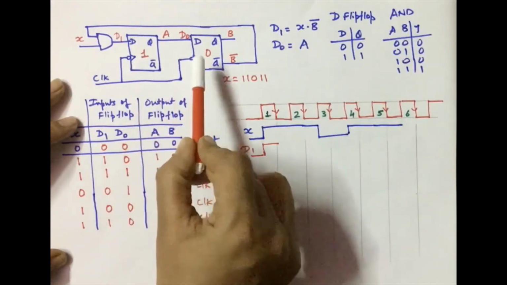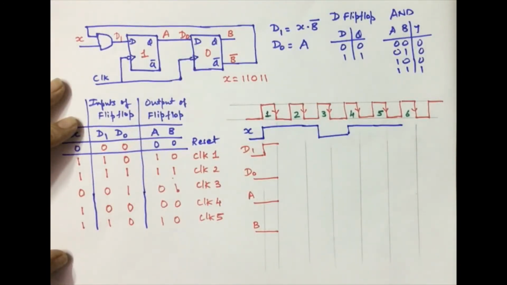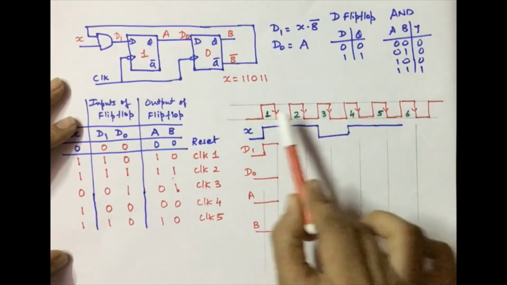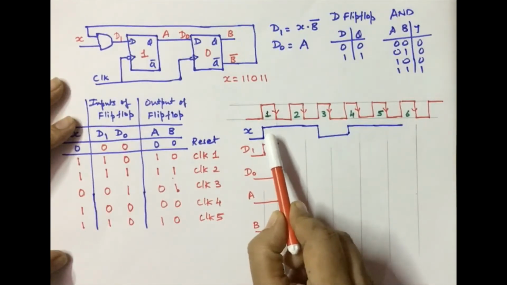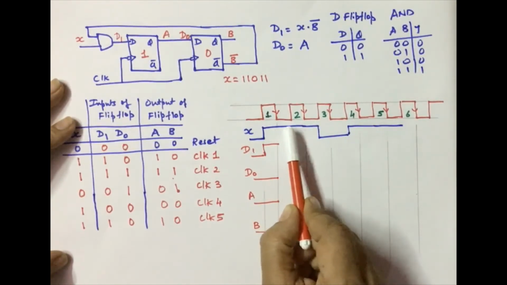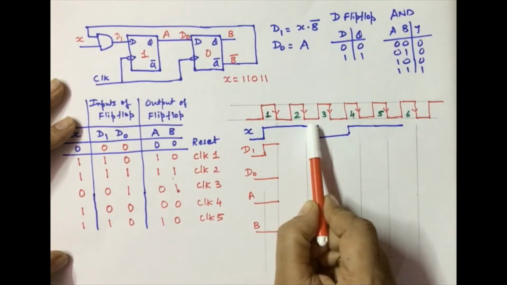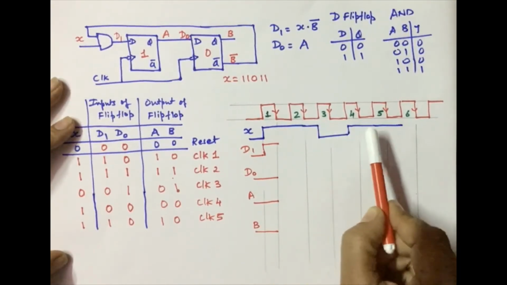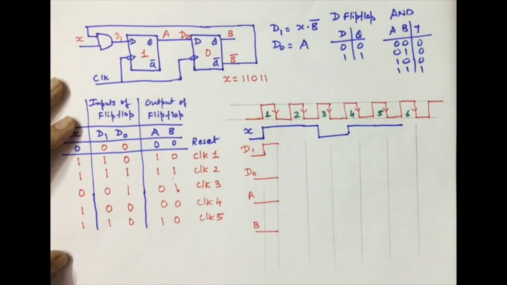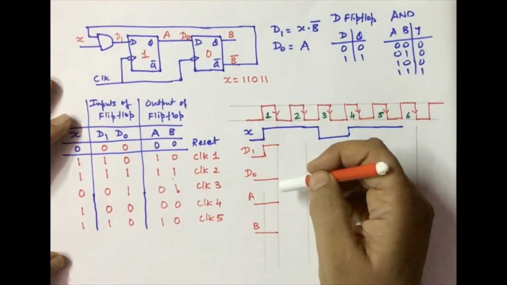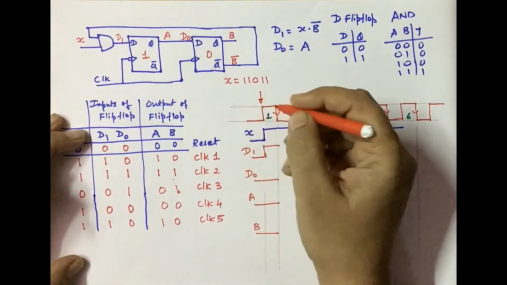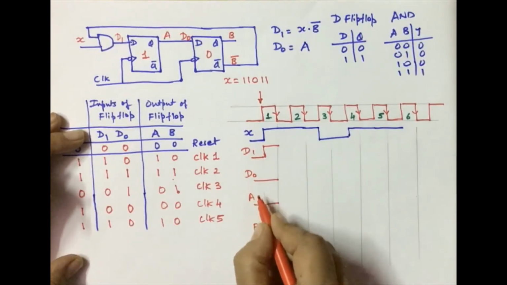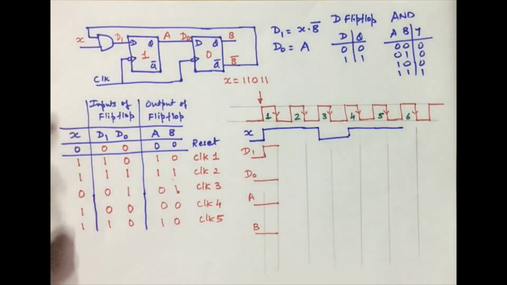The circuit is triggered with the negative edge of the clock. That's why clock pulses with their negative edge are shown. X is 1, 1 for the first two clock pulses, 0 for the third pulse, 1, 1 for the fourth and fifth clock pulses. Now, at the time of reset, before the first clock is applied, X, D1, D0, A and B all are 0.